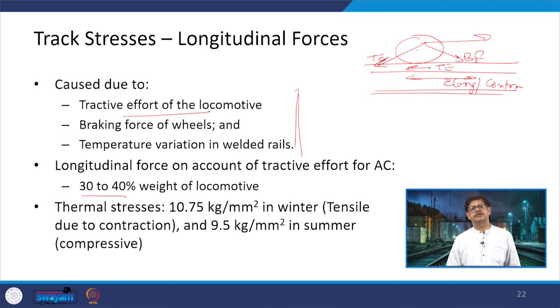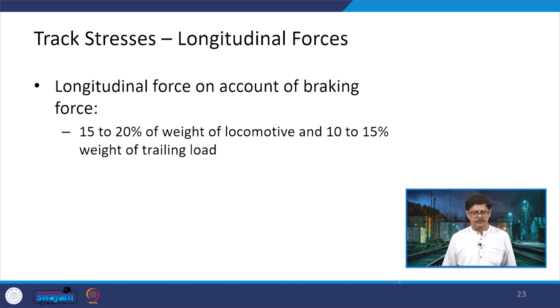If you are talking about the thermal stresses which are being caused because of the change in the temperature, then this is 10.75 kg per mm square in winter, which is tensile in nature due to contraction, and 9.5 kg per mm square in summer, which is compressive in nature. So, these are the values in terms of thermal stresses which will get induced in the rails. And here we are talking about the broad gauge system.